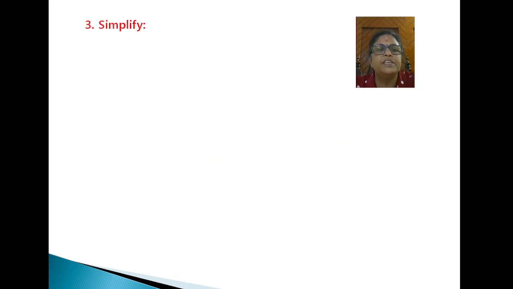Next one, simplify. Third question, simplify. 2 raised to 2 by 3 into 2 raised to 1 by 5. A raised to m into a raised to n.